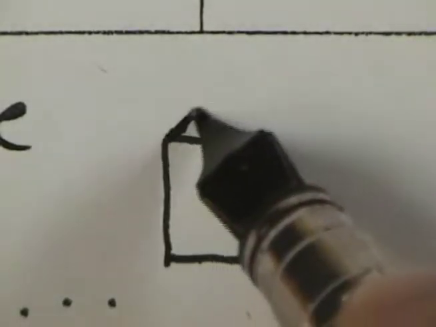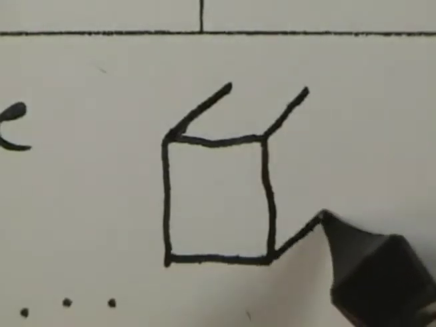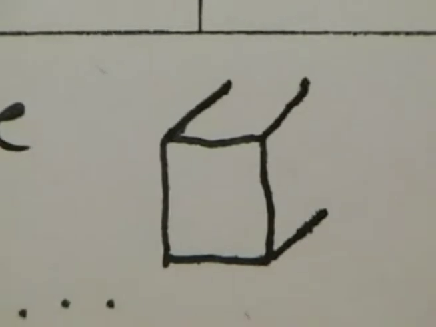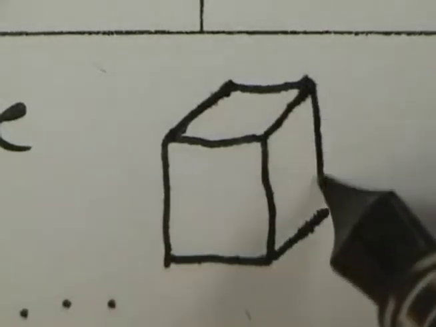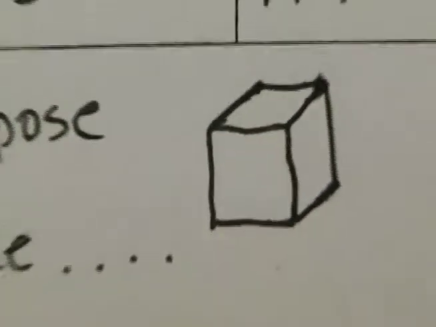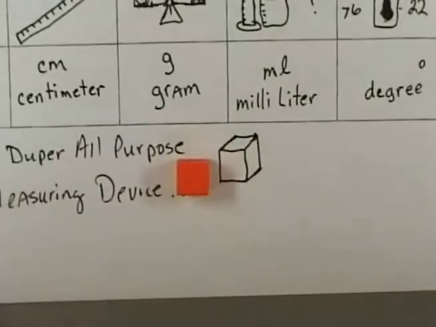Here's my area, and this is 1 centimeter by 1 centimeter by 1 centimeter, but let me draw a line back like this. You do this too. 1, 2, 3. Can you do that? And let's see. Draw a line here and straight down. Oh, there we go. There's my cube. Now it looks like a super duper all-purpose measuring device.